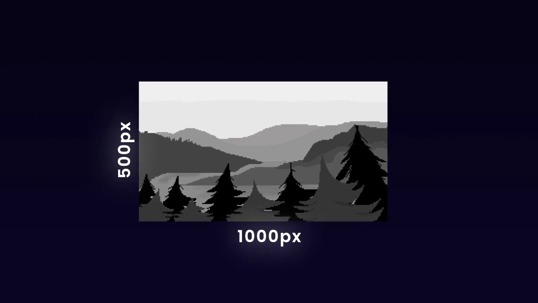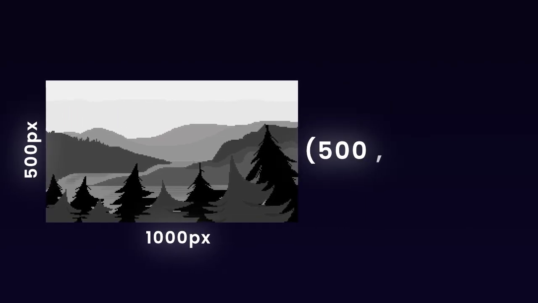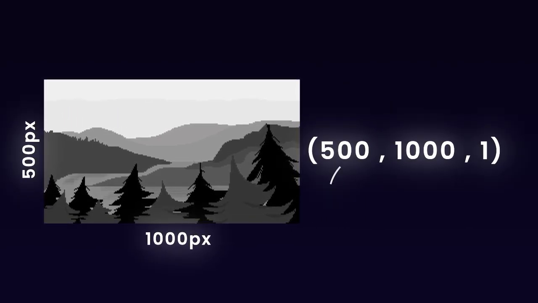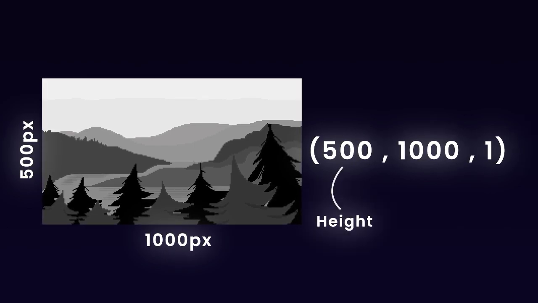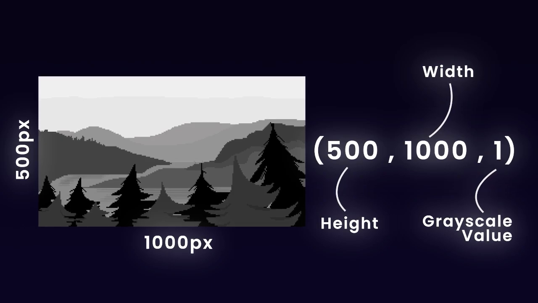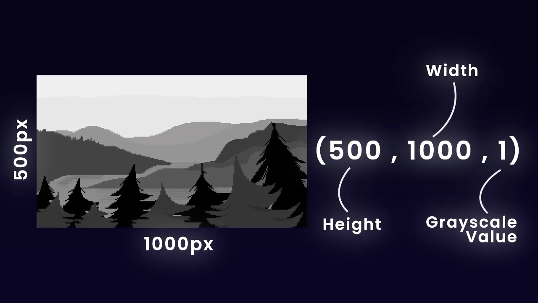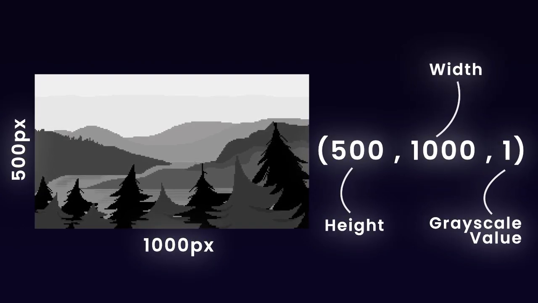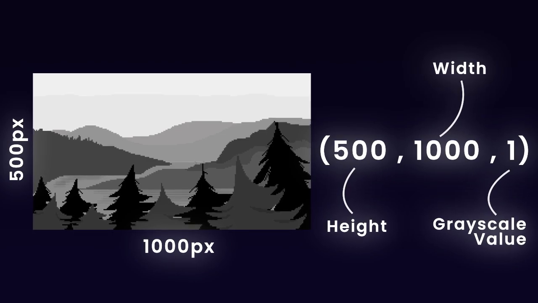So if the image size is 500 by 1000, the computer stores it like this: 500, 1000, 1. 500 will be the height of that image, 1000 will be the width of that image. 1 means one channel, since we studied that grayscale has only one value. So the image becomes a matrix of numbers.